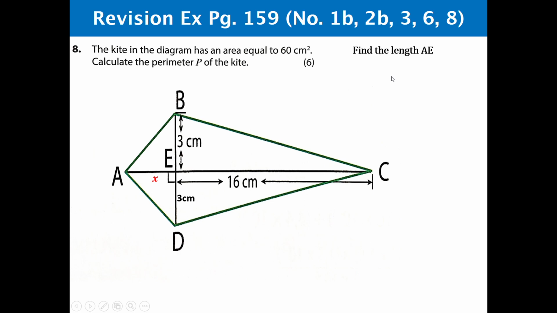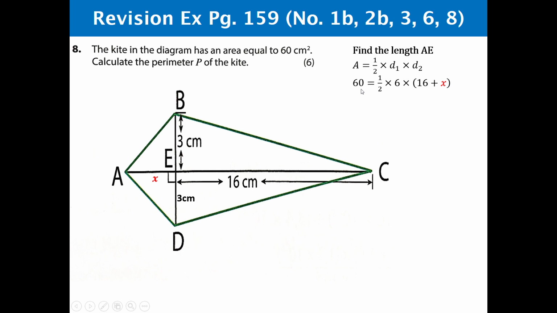I know that the area formula of a kite is equal to a half of the one diagonal times the other diagonal. So let me just fill in on this formula what I have. I have my area, so A is equal to 60. I have the one diagonal, so 3 plus 3, which is 6. The other diagonal I don't have, but I know that part of it is 16, and the other part I don't know, so I'm just going to say 16 plus x. So diagonal 1 is 6, diagonal 2 is 16 plus x, the area is 60.